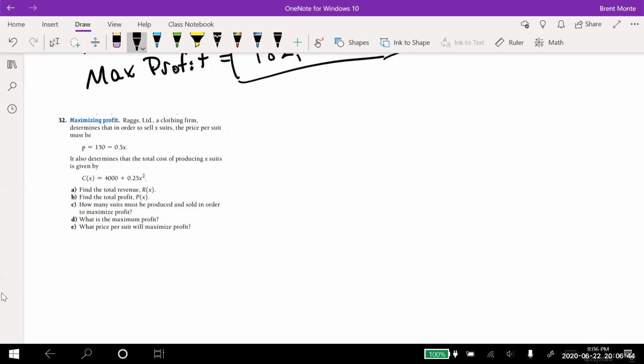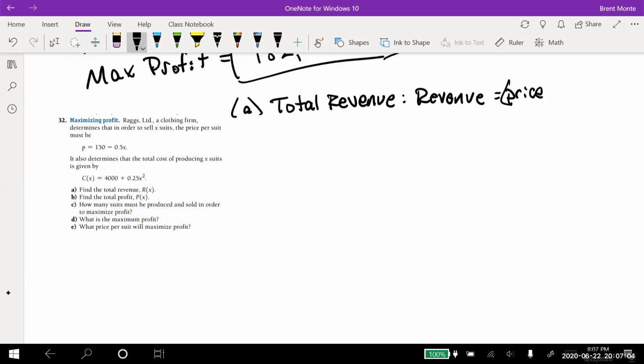Notice this time it says find the total profit. Ooh, total revenue is part A. Well, revenue, last problem it gave us revenue. This time it doesn't, but remember revenue, all the money we bring in, that's price times quantity. We usually just write R equals P times Q.